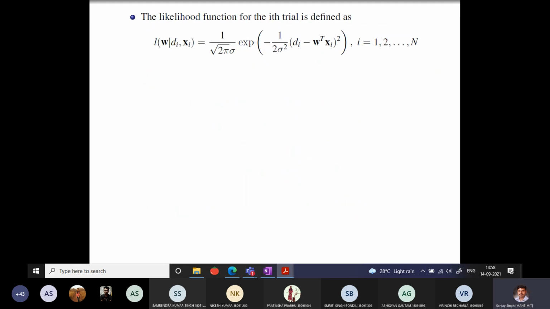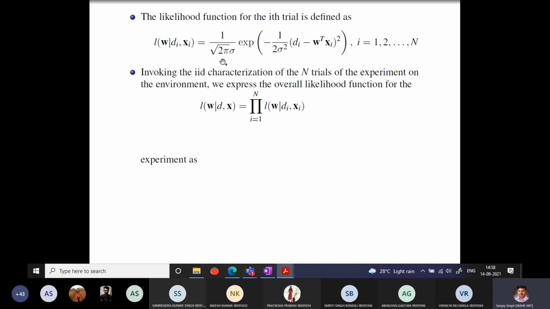Now the likelihood function for the ith trial is defined, because as per assumption 2, it should be Gaussian. So when I say Gaussian, 1 by root 2 pi sigma, exp of minus 1 by 2 sigma square, and remember that we are talking about d_i minus the mean, and the mean is nothing but w^T x_i. So that's why w^T x_i squared. This has come due to the likelihood definition of Gaussianity.